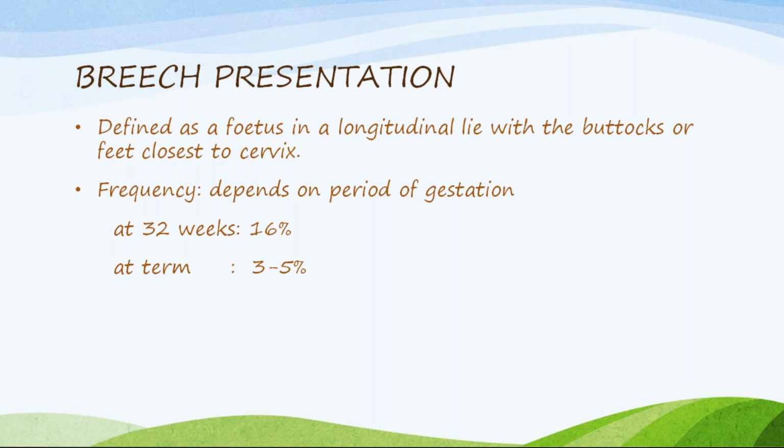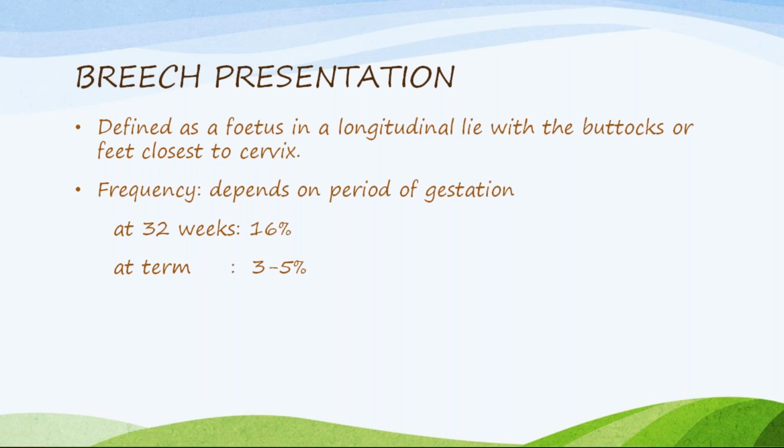In cephalic presentation, the head occupies the lower pole of the uterus. In breech presentation, the buttock is occupying the lower pole of the uterus. The incidence depends upon the period of gestation. In earlier pregnancy, before 32 weeks, it is high, up to 25%.